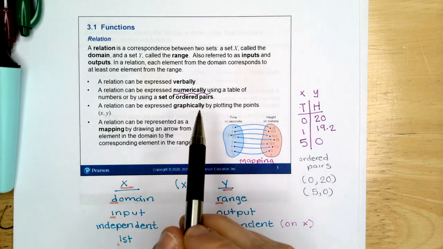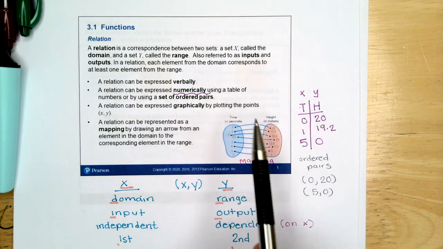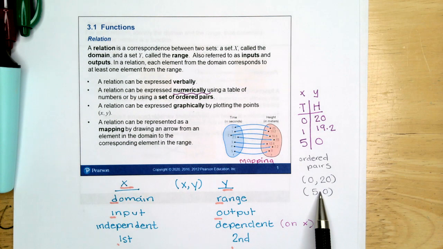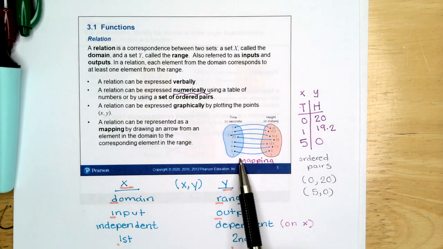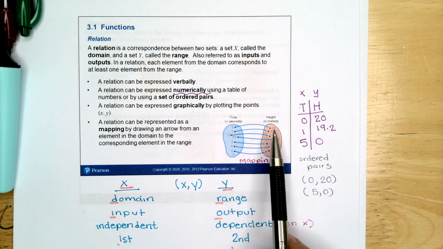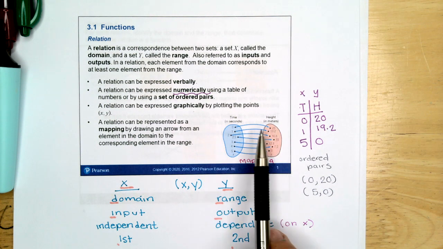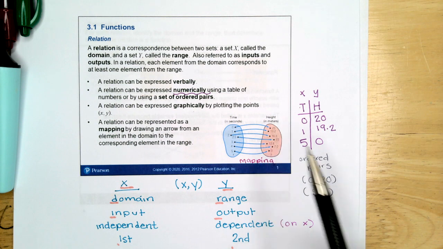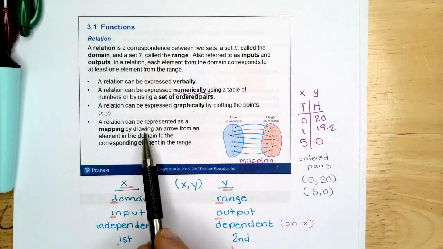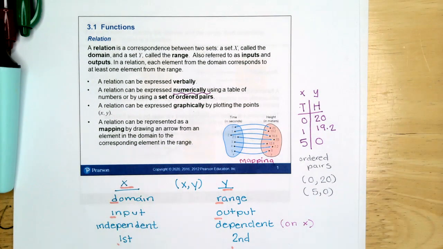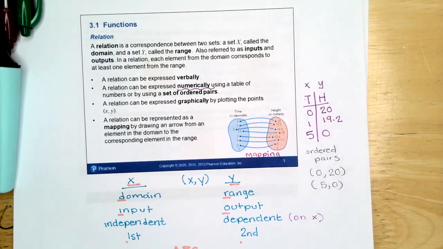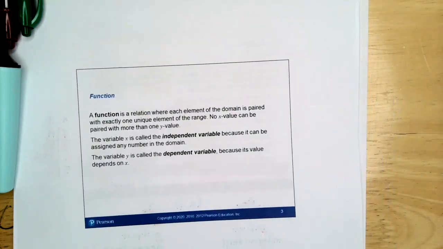Good. So numerically would be a table, set of ordered pairs is just your x, y. The graph would be graphing those x, y's. The map is a list, and then you literally draw an arrow to a different list, to the part that corresponds from the different list, okay? Sorry, here they say it better. Draw an arrow from an element in the domain to the corresponding element in the range. Good? All right. A function.